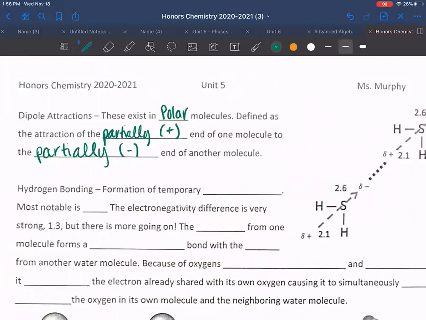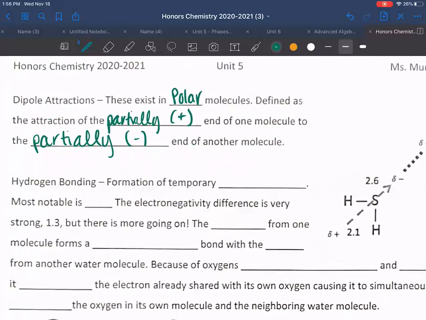Now we have to talk about hydrogen bonding. And so this is a strong bond. What happens is there's a formation of temporary covalent bonds. And all covalent is, again, just remember the sharing of electrons. And so the most notable molecule that does this is water. And so the difference in electronegativities between oxygen and hydrogen is strong. The difference is 1.3, but there's more than that that actually happens.